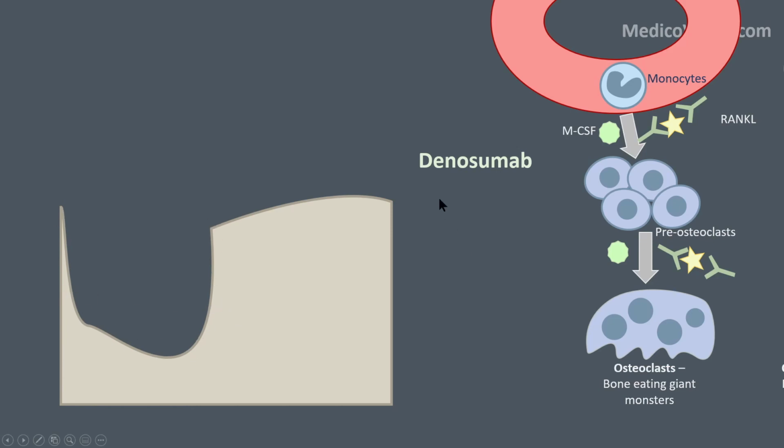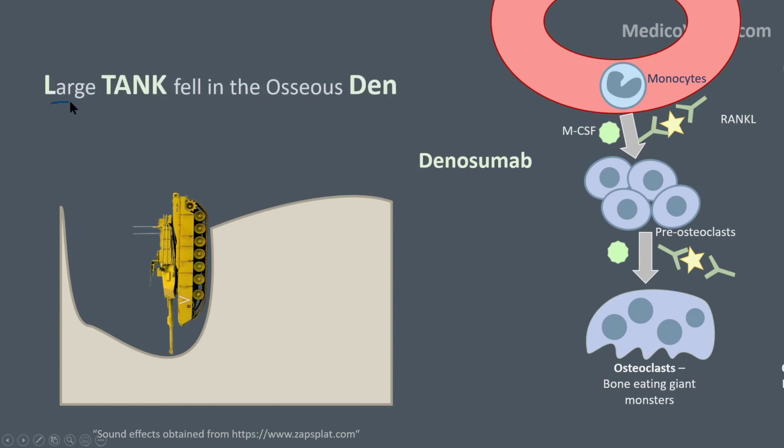Now let's say a tank comes. So here comes the tank and it falls into this den. A large tank falls into the osseous or bony den. So this is actually the mnemonic. Just replace the tank with RANK and place this large L here. So it means that the antibody against this RANK ligand is denosumab. So denosumab is the antibody against RANK L, against RANK ligand, not tank, RANK.